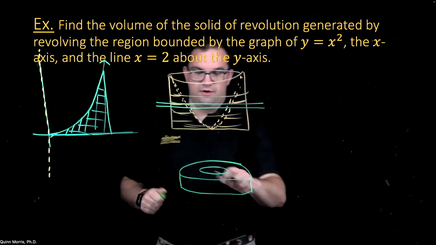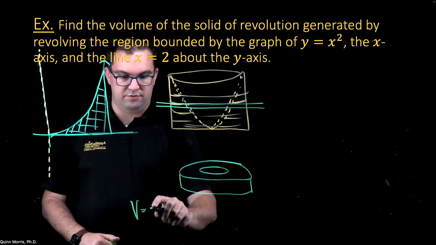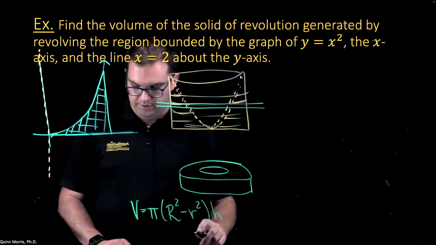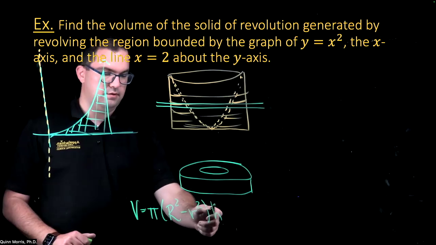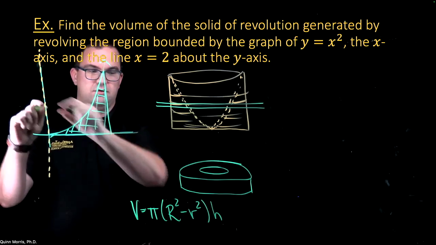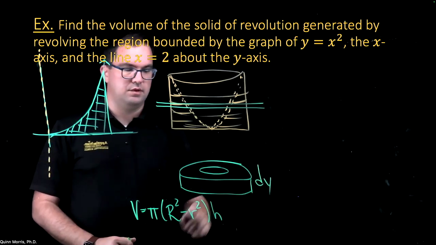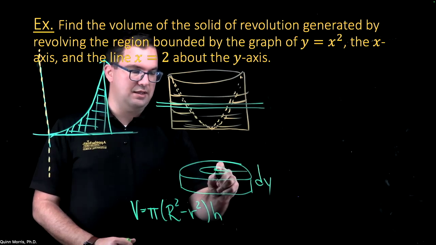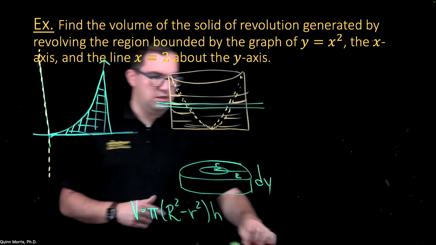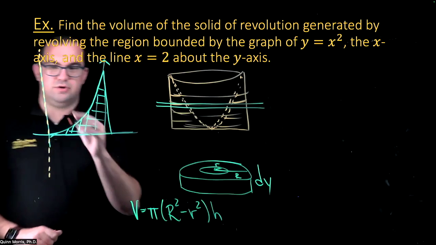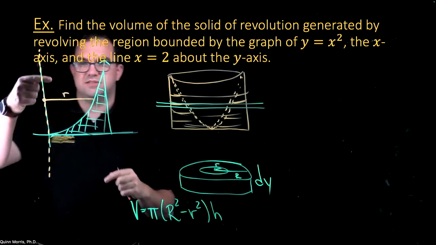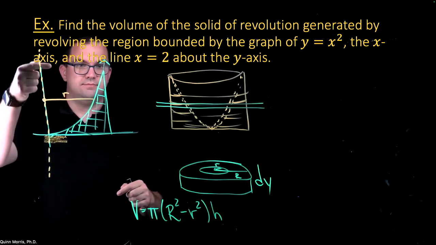Now if I want to find the volume of this, I already know the volume of this is pi times outside radius squared minus inside radius squared times the height. And looking at this, because of the way I've cut, my height is going to be a little slice of the y-axis. That's going to be dy. And now what I need to find are these inside and outside radii. Let's think about translating this back over to our picture here. The inside radius would be like this distance here. And again, that's going to change as my y value changes.